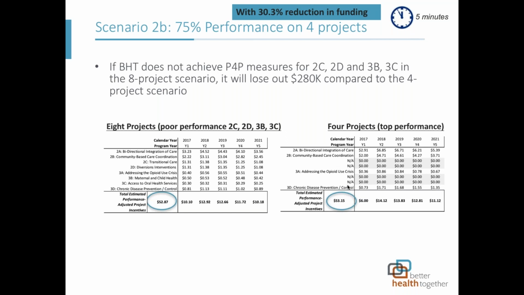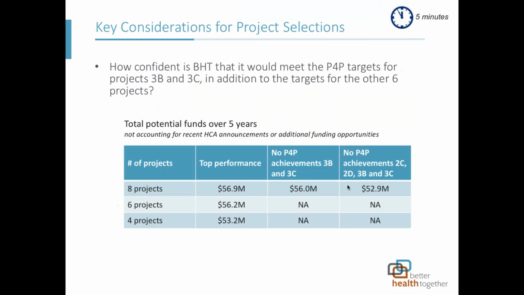So overall, one takeaway is it does feel like the best option is to be a top performer and to try to figure out which of these we feel confident that we can be a top performer on, and where we're questioning our performance, is that risk worth the potential loss? So that's kind of the framing of the conversation I am hoping to have today.